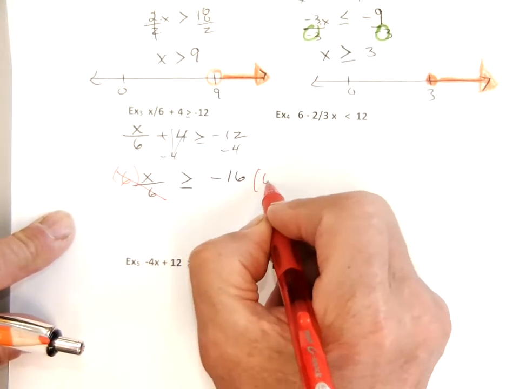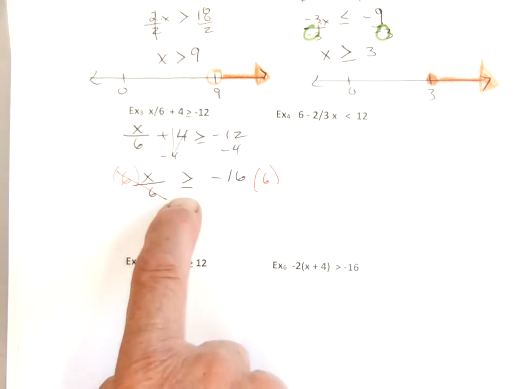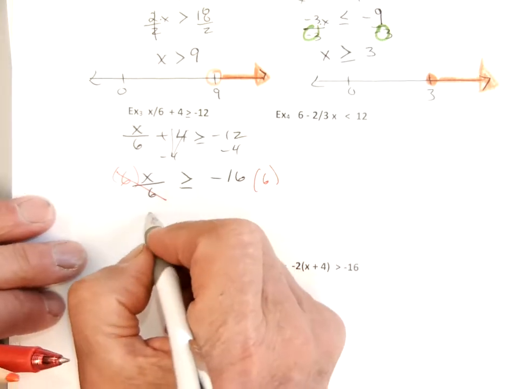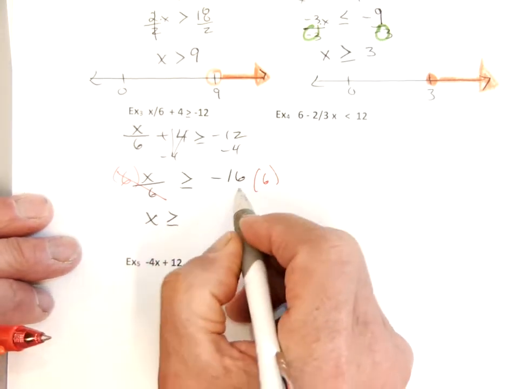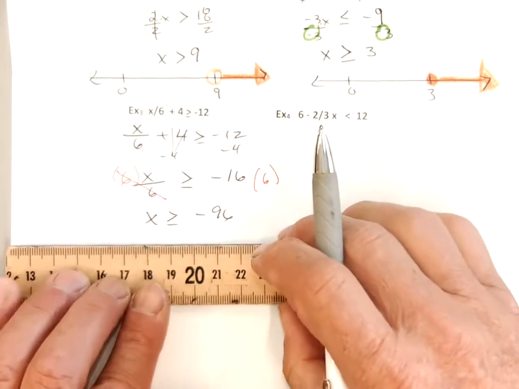Multiply by 6 here, and I don't know, 92, I can't remember. No, it can't be 92, 96, hold on. That's what calculus is made for, right? 16 times 6 is 96, there we go. So, I'm not going to switch the sign. I'm not, because I multiplied by a positive 6, so I'm going to rewrite this as x is greater than or equal to a negative 96. Okay.